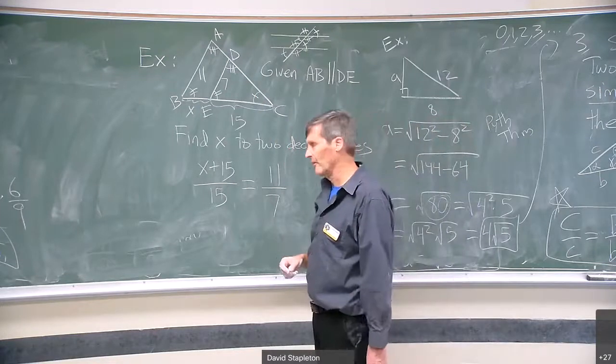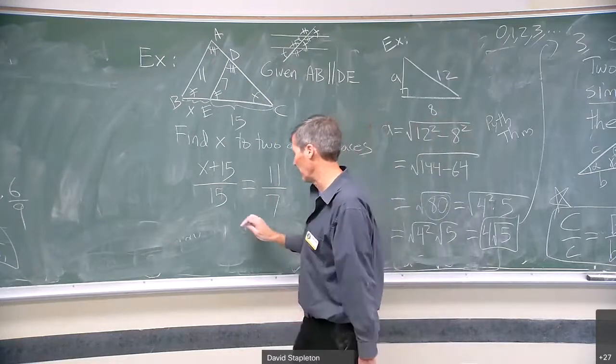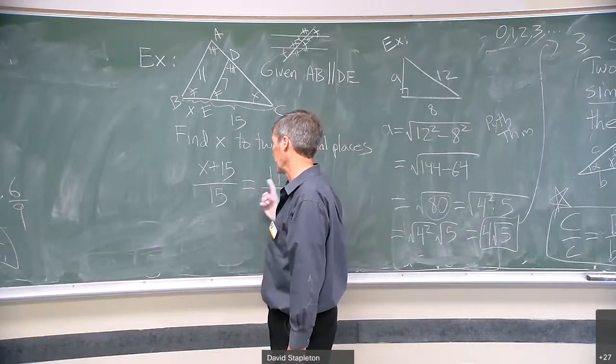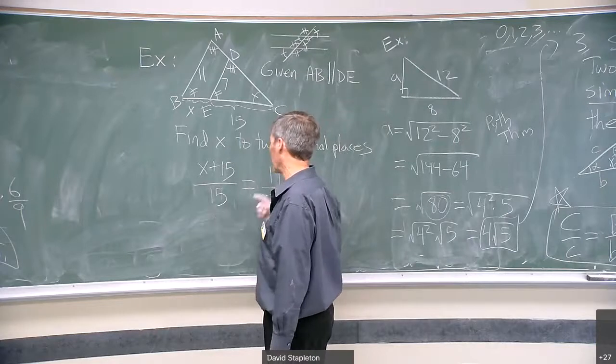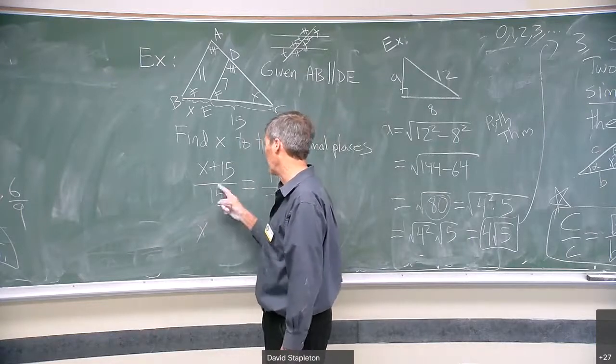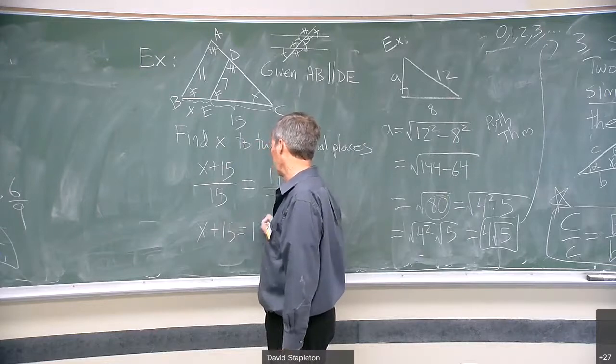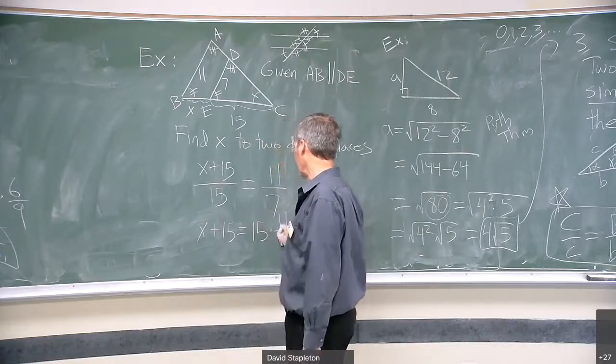Now, how do I solve this? Again, this is where you have to review your algebra. You have to know the fractions. You have to know how to solve these basic linear equations. I can multiply both sides by 15 to get rid of the quotient over here and say this is x plus 15 equals 15 times 11/7.